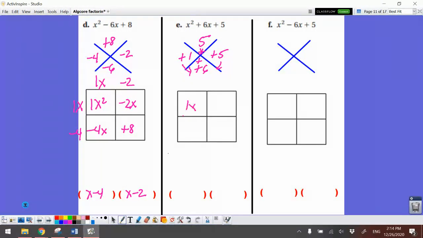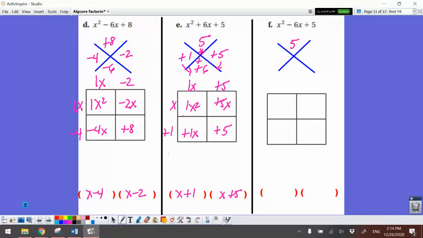So I have a 1x squared. My +5 is here. +1x, +5x. So here I can take out a +5 and my x, and my 1. So x plus 1, x plus 5.